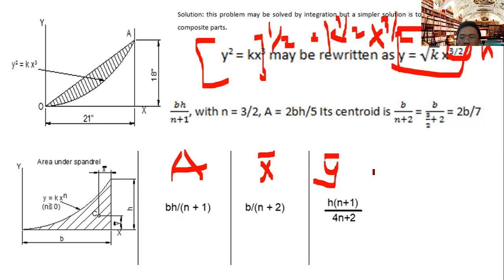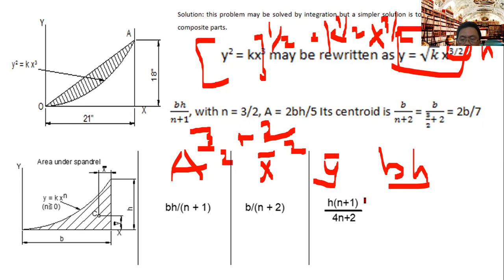What is n plus 1? When n is 3/2, 3/2 plus 1 is 2/2... 3 plus 2, 5 over 2. Then get the reciprocal, so that becomes BH over 5 over 2.